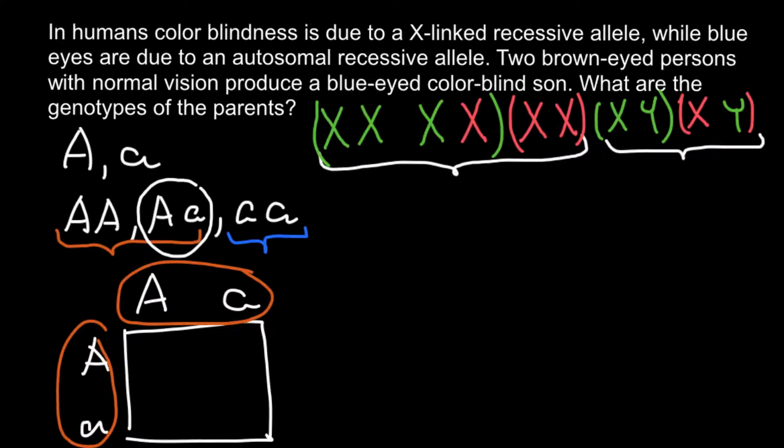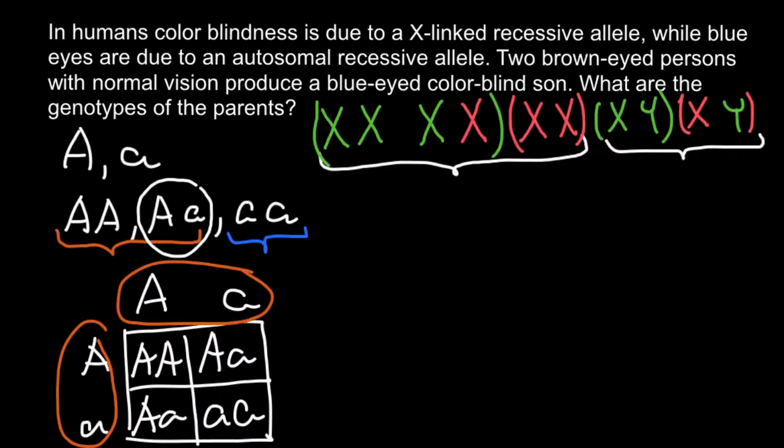But in their progeny we can expect the following genotypes and phenotypes. Capital A here, capital A here, capital A small a here, and small a here. So as you see, 3/4 of such a cross we expect to be progeny with brown eyes, and 1/4 we expect the progeny to be blue-eyed.